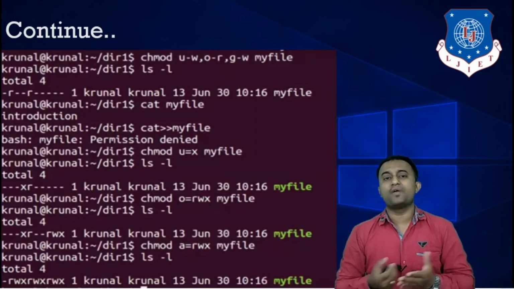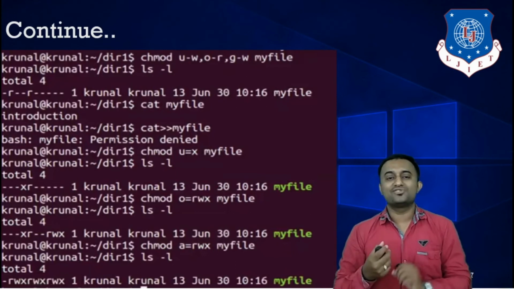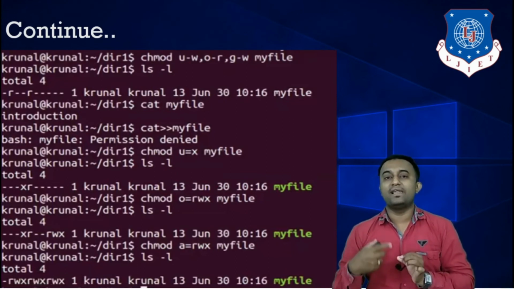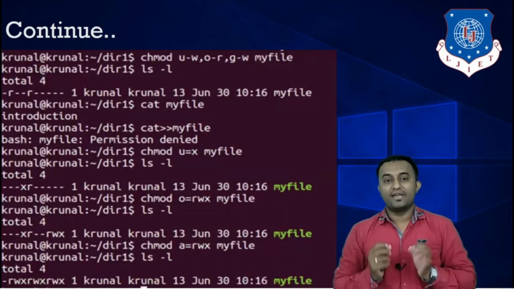Same way, there are other options. chmod u=x means what? U stands for user. If I want to give the executable permission to user, I can use u=x. So we can easily give the execute permission to user. Once you give the execute permission, the color of the file name would be changed. Instead of white, it will be displayed in green color.